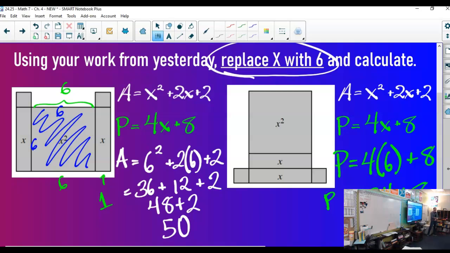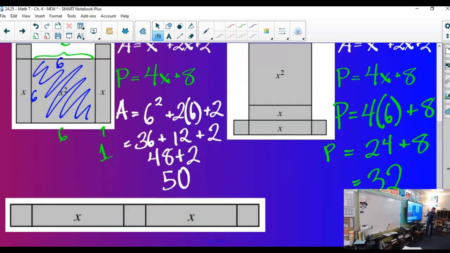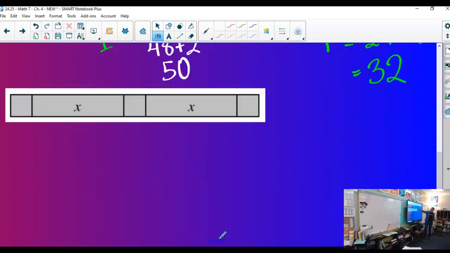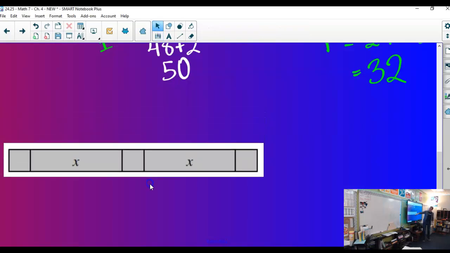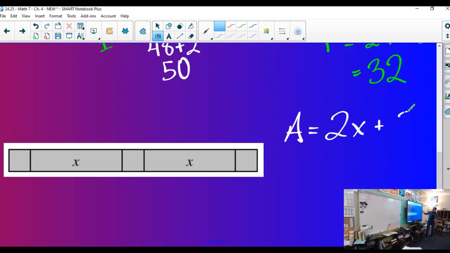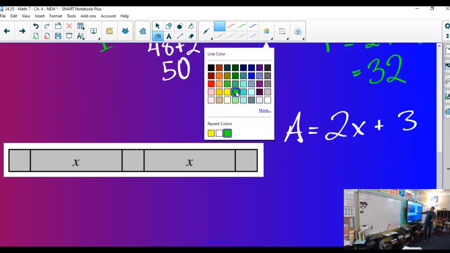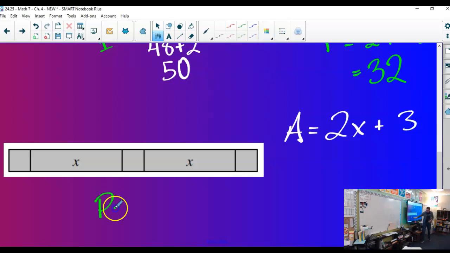Alright, I need your help because I didn't save my file from yesterday. For the last one that we did, what was our area and perimeter? What was the area here? Can someone help me? Just shout it out. 2x plus... Okay, and what was the perimeter? Oh, so it was the same.